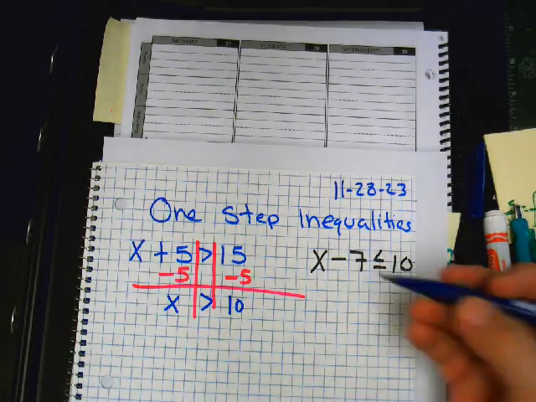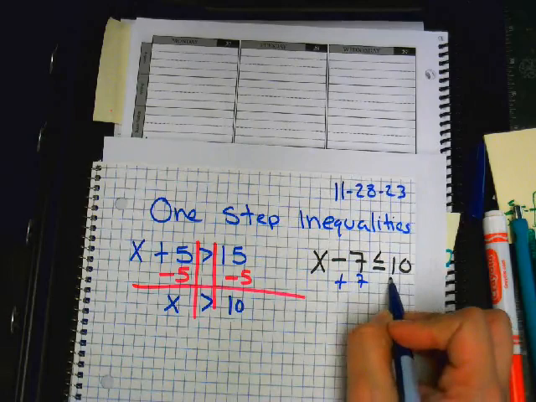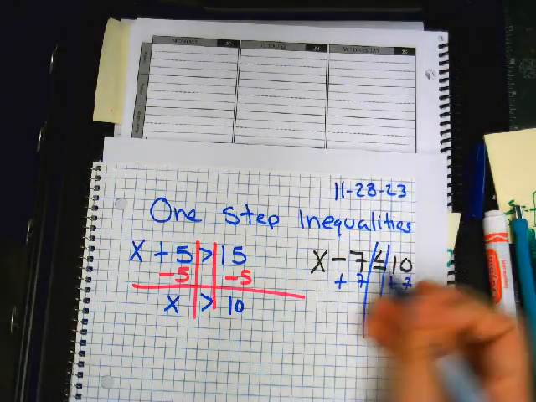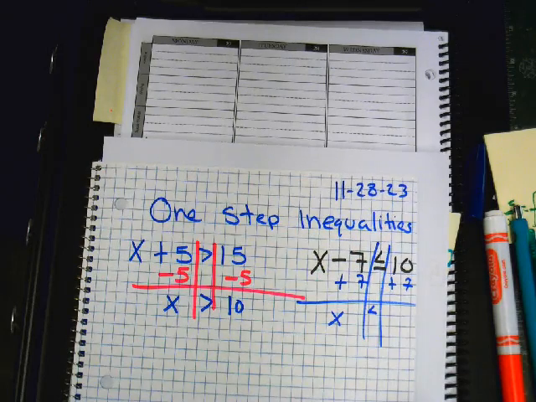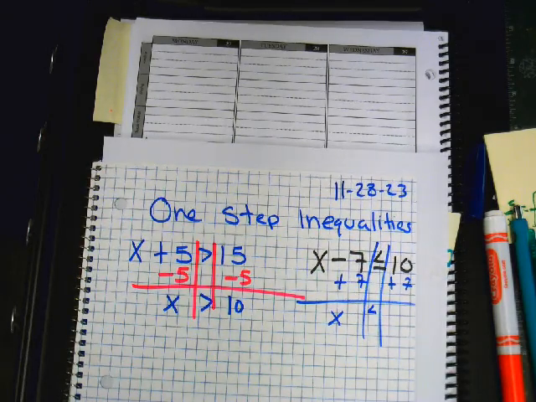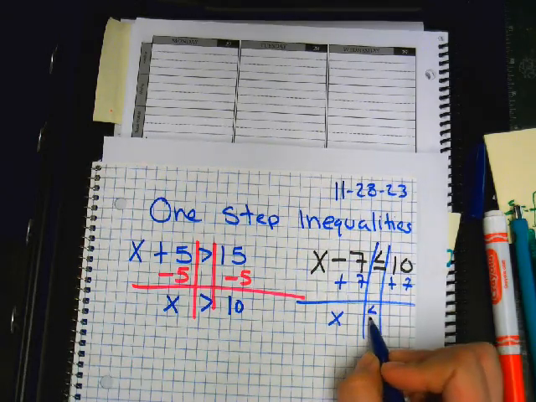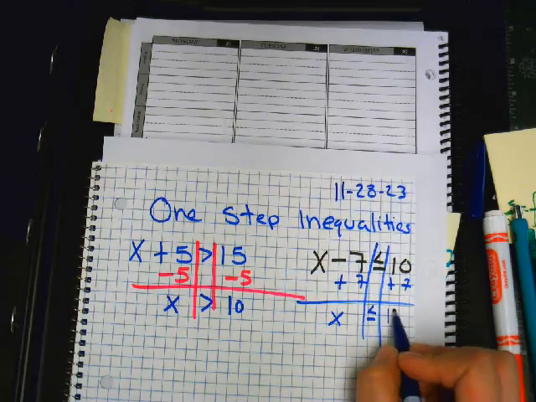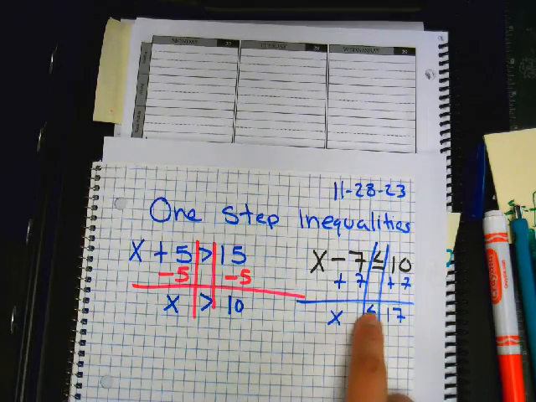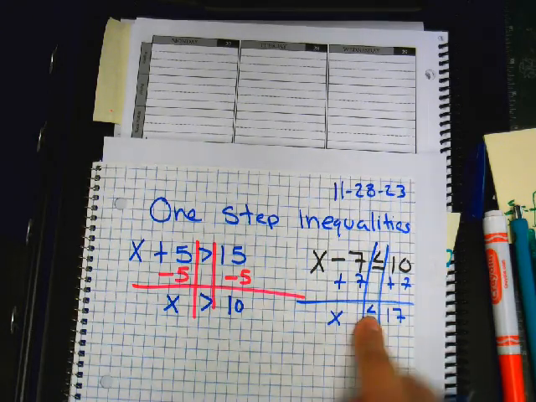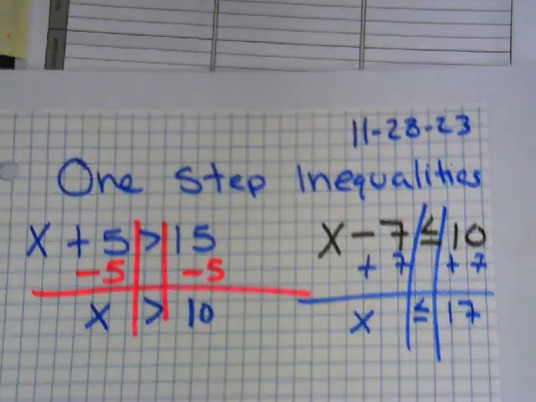What did you get? I got x less than or equal to 17. What is this symbol? Less than or equal to. The one that looks like an L, less than. If it's in the same direction as the L for less than, yeah.